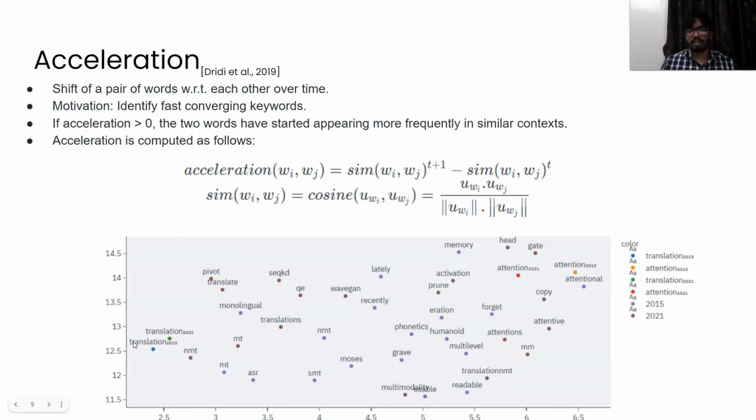Using diachronic embeddings of a term, we can find out how much a term has gotten closer or further from another term. Acceleration of a term is used to identify fast convergence keywords. If acceleration is greater than 0, then we can say that the terms are moving closer to each other. Acceleration is simply the difference between the cosine similarities of the initial year and the final year over here. In this example that we see here, translation has shifted closer towards attention between the years of 2015 and 2021.